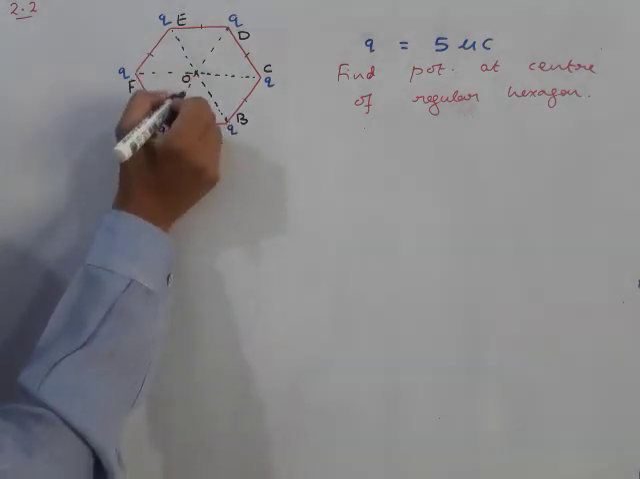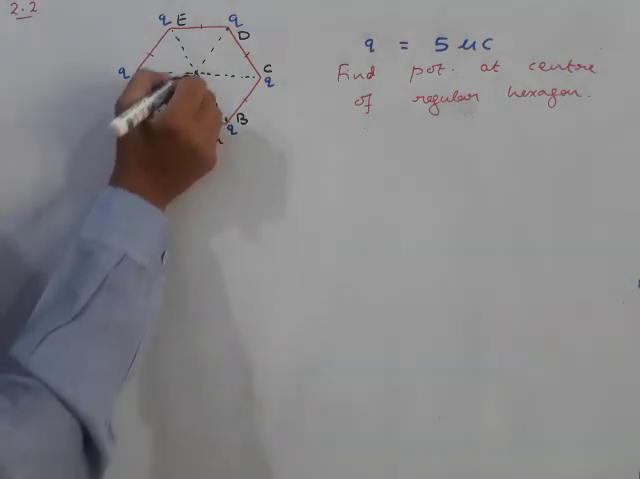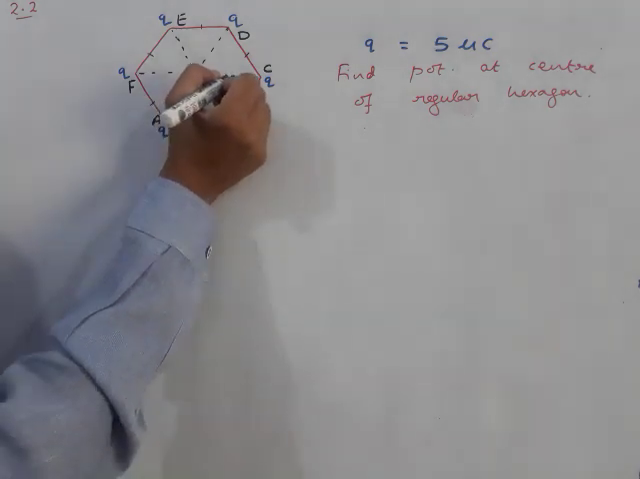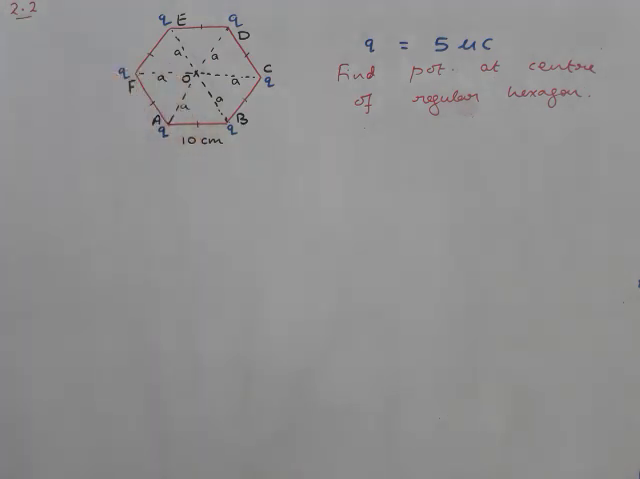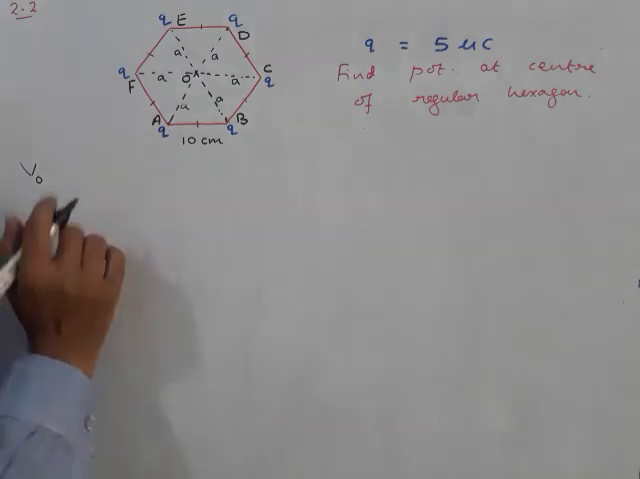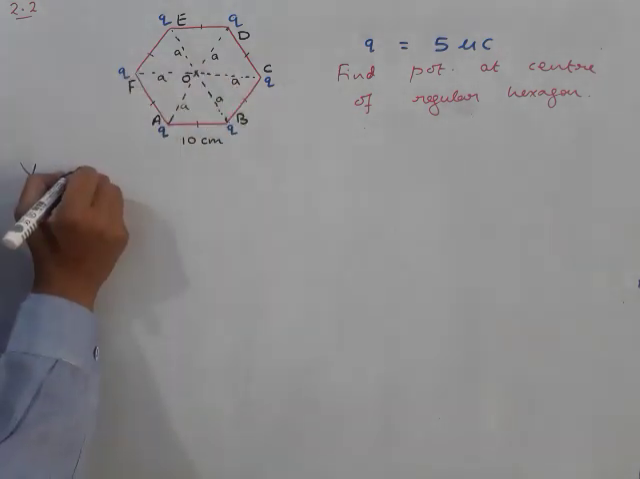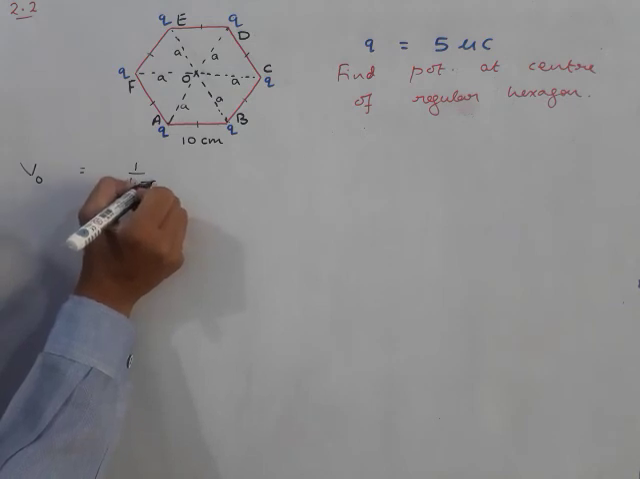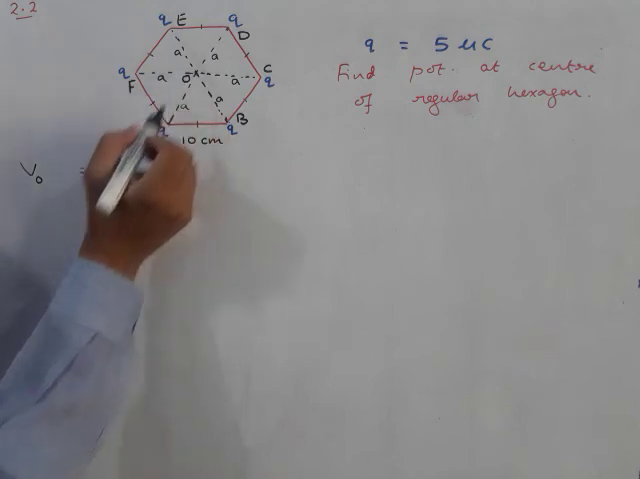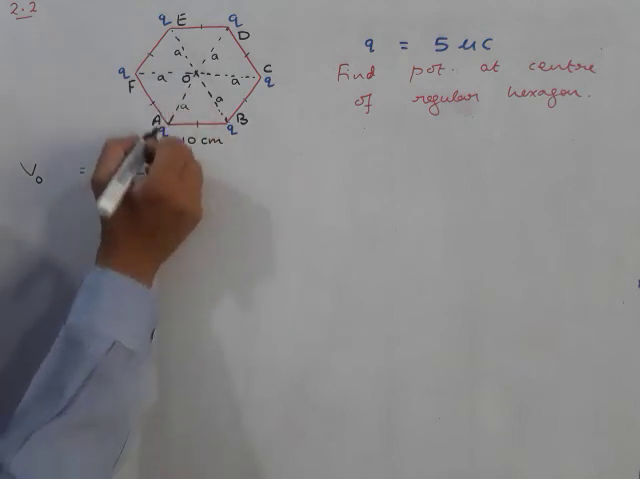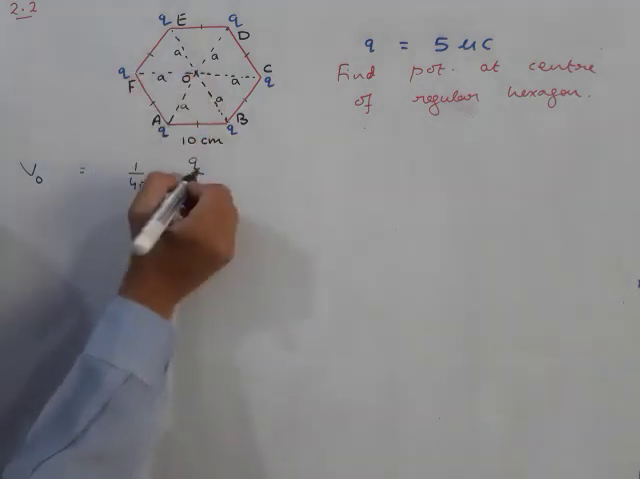Let the distance from vertex to the center, I will choose it as A, and symmetry says because it is a regular hexagon, all the vertices will be at the same distance A from the center. So the potential at the center, which I write as VO, center I am taking as O, is to be found. All the charges are same, so this will become 1 by 4 pi epsilon naught due to a point charge concentrated on this charge. Its potential at the center will be how much? This 1 by 4 pi epsilon naught, this charge Q upon that distance, that is how much?